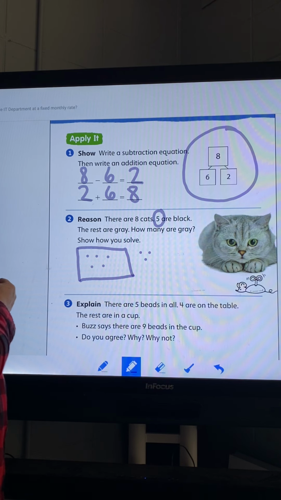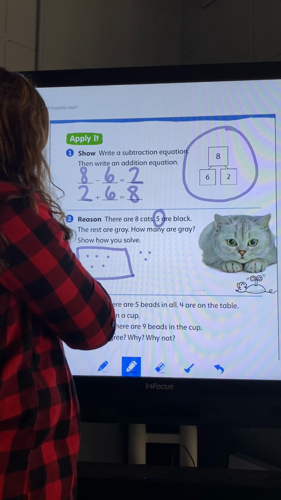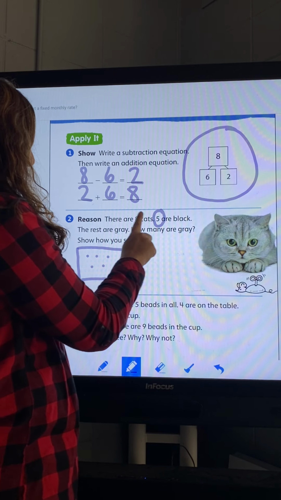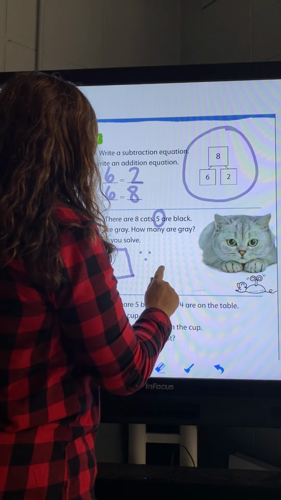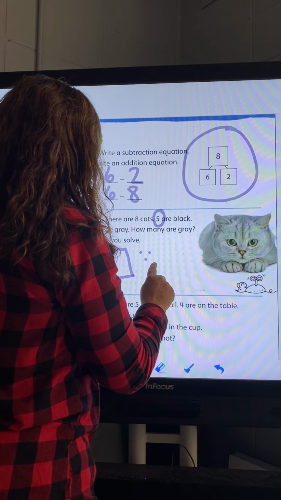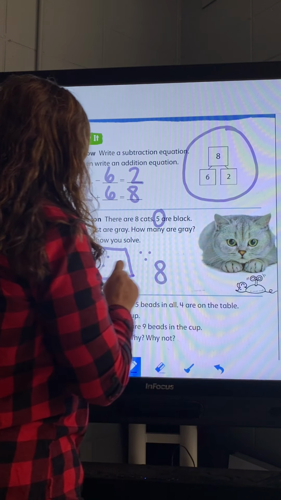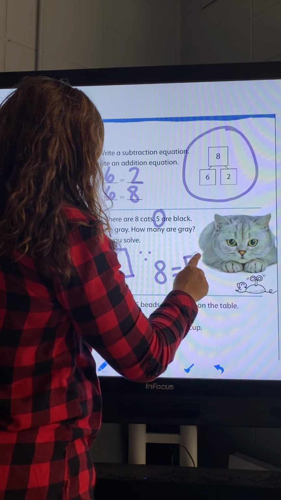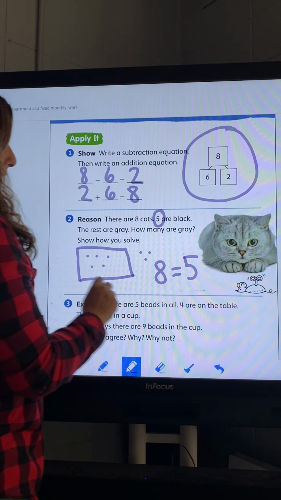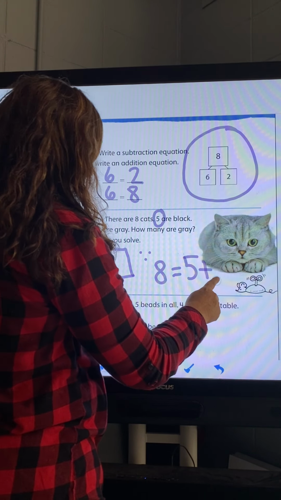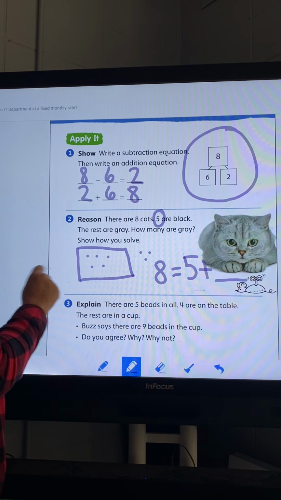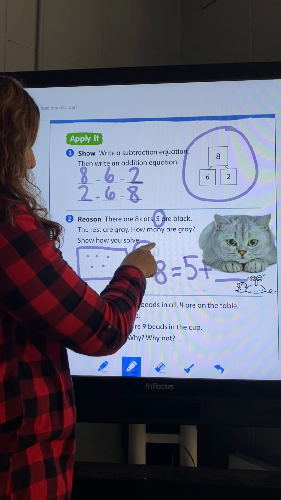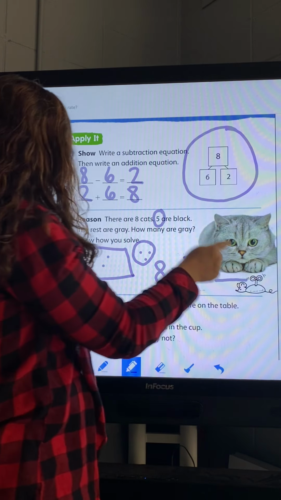And it says, let's see, does it say to write an equation? It doesn't, but I would like for you to. That way we would know exactly what we were doing. We have 8 cats all together, okay? We know that we have 5 that are black, and we also have how many that are gray, and right here is how many are gray. You'd put this number right here in that blank, okay? Right there.